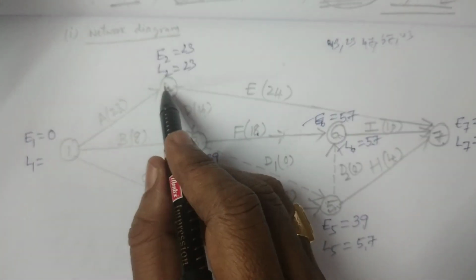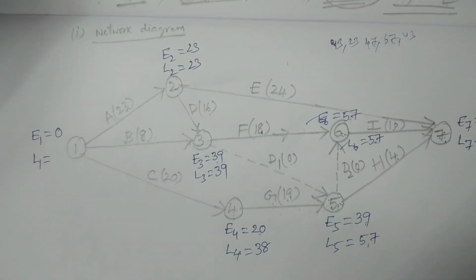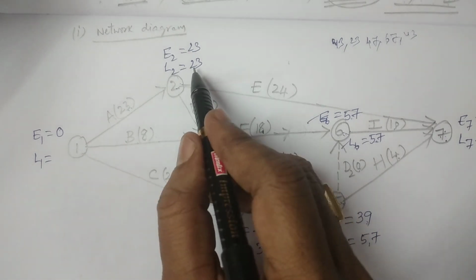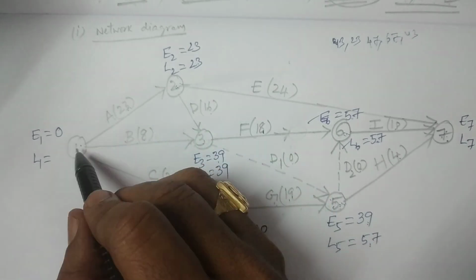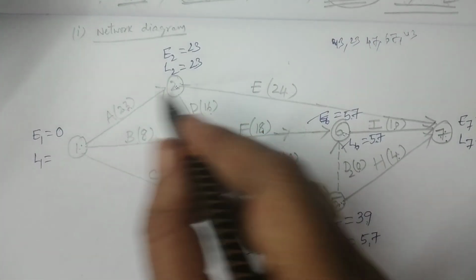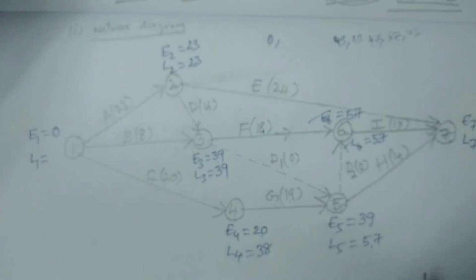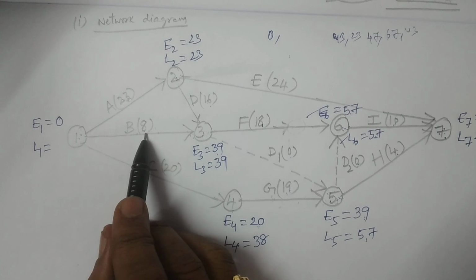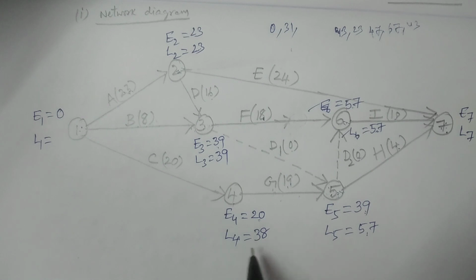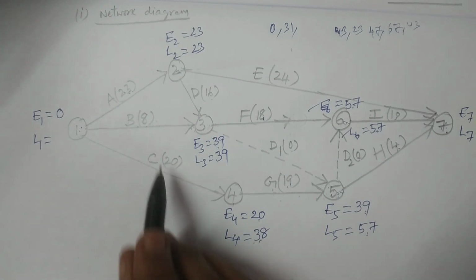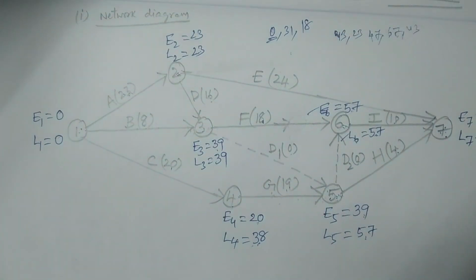And coming back to the first event, it has 3 connectors, 1 to 2, 1 to 3, 1 to 4. Therefore, calculate three values. From the second node coming back to 1, 23 minus 23, the value is 0. I write here. And 39 minus 8, 31. And last one, L4, 38 minus 20, 18. Minimum is 0. We should get 0. Remember, we should get 0.